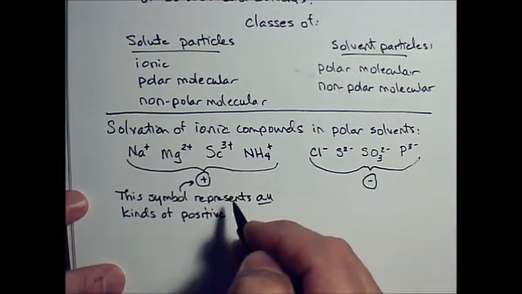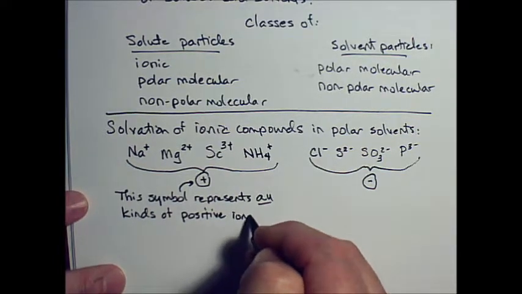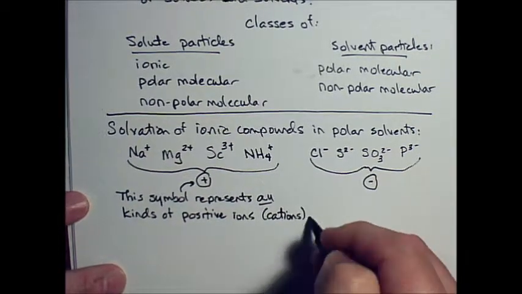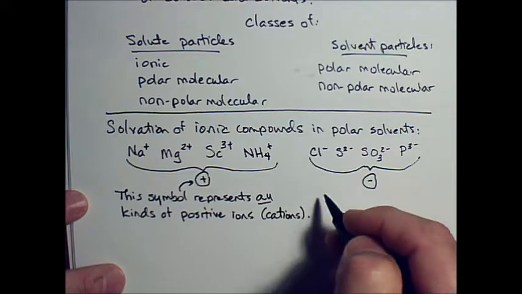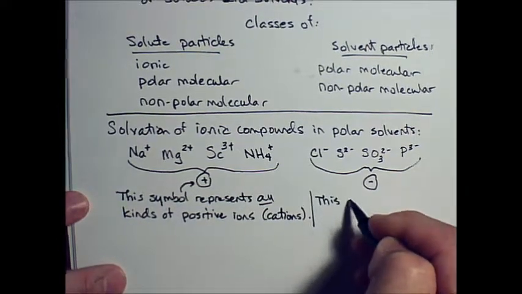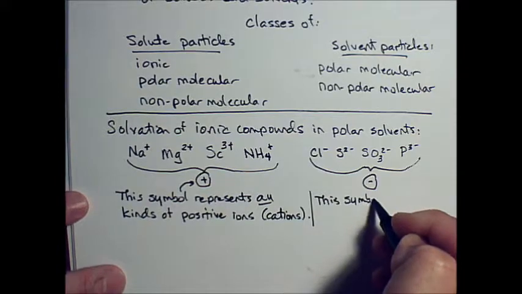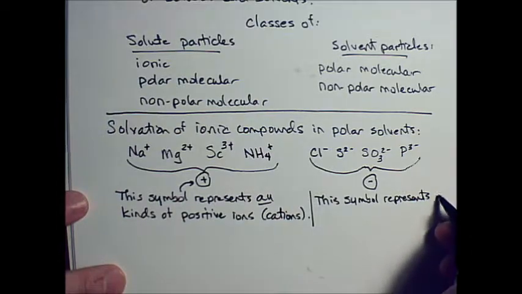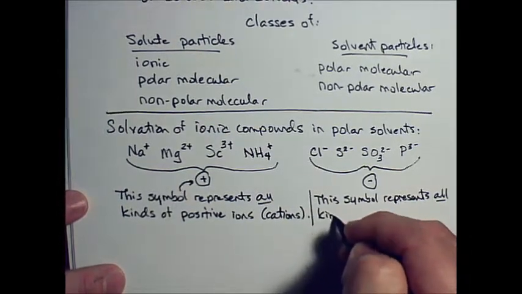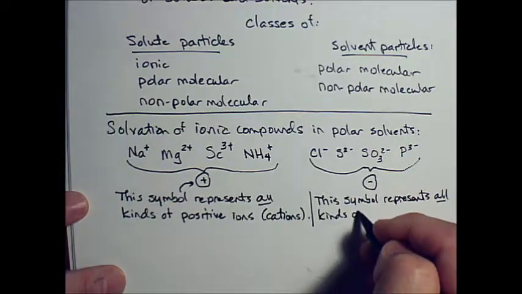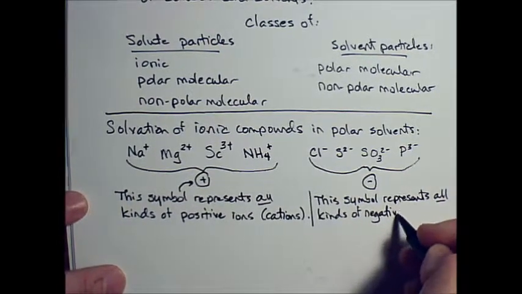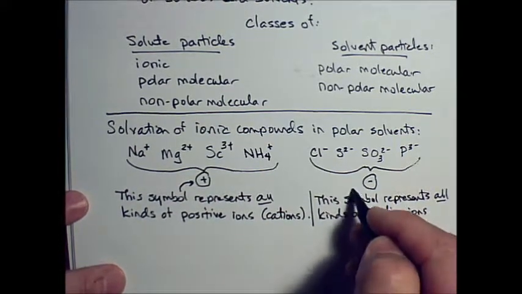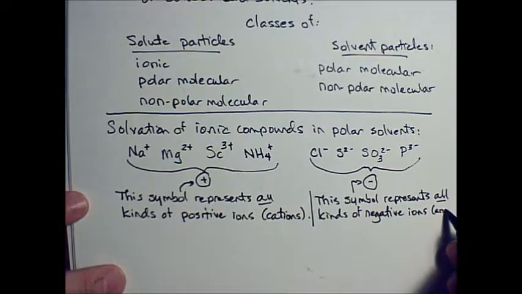All kinds of positive ions. And if you remember the term we used for positive ions, those were cations. And these symbols here represent this symbol represents all kinds of negative ions, and remember those were called anions.